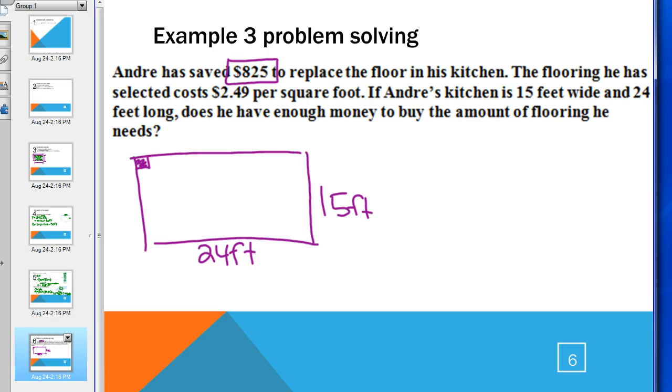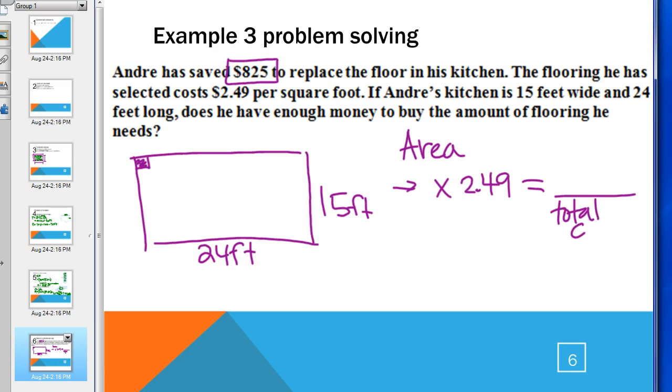All right, so we're starting to develop our plan. We need to know how many square feet or what area the kitchen floor takes up, and then we need to figure out how much it's going to cost. So I need the area of the kitchen. Then I need to take that area and multiply it by the cost per square foot, and that will give me a total cost. Then I can compare that total cost to how much Andre has saved up, and I'll know whether he can afford it or not.